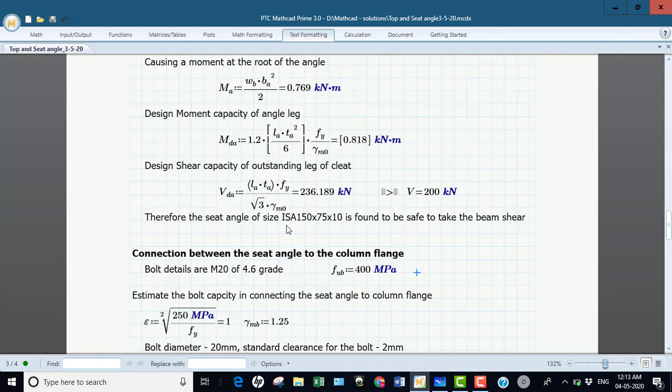From this information, I conclude that the seat angle is safe to carry the shear, or it is able to act as a stiff seat for the beam.